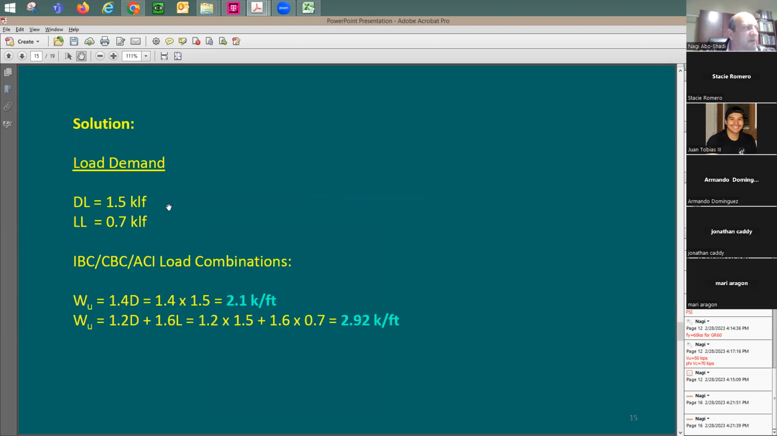Dead load and live load, we try the two load combinations. One of them, the 1.4 dead, is going to give you 2.1 kip per foot. The 1.2 dead plus 1.6 live is going to be 2.92. Now, which one is higher? I'm going to say this one is higher. I'm going to be using this value because it controls my design.